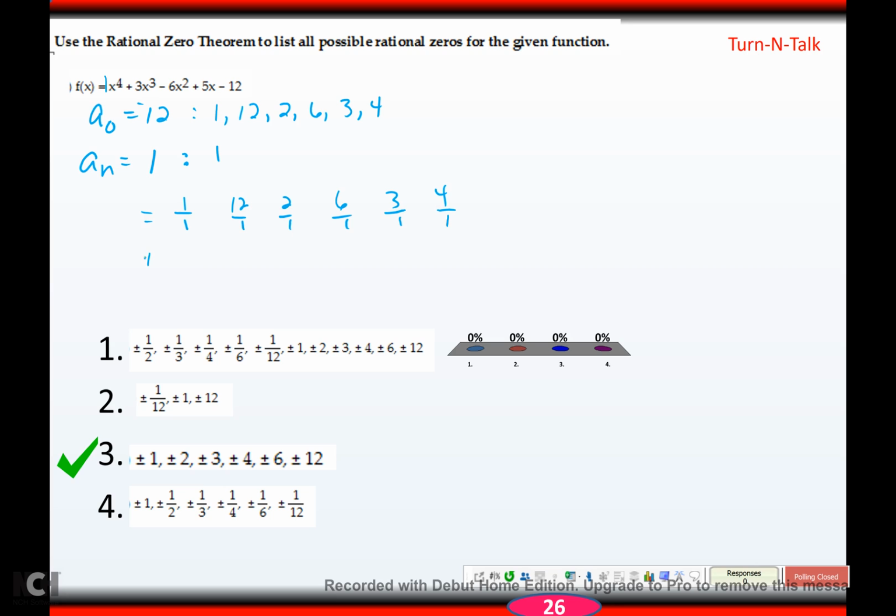So my list is plus or minus 1, plus or minus 12, plus or minus 2, plus or minus 6, plus or minus 3, plus or minus 4. In what order you go in does not matter.